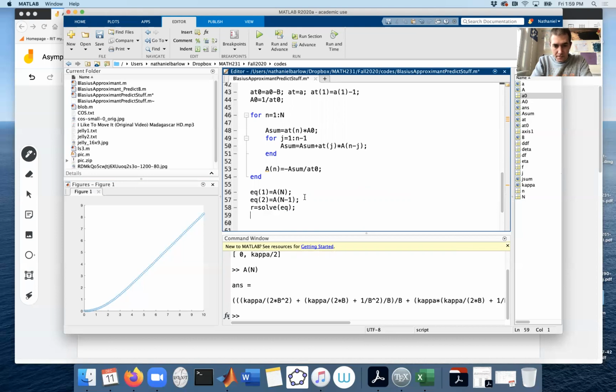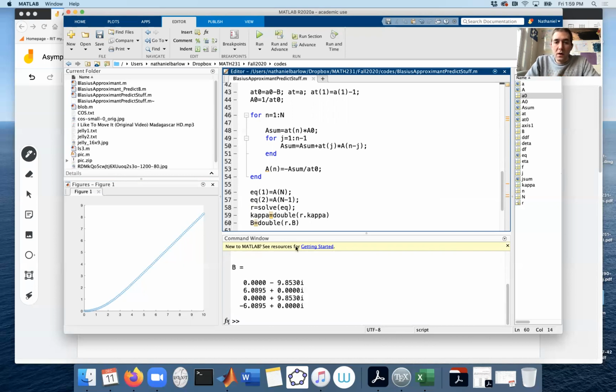And we'll say kappa is equal to double of R dot kappa, because it's a structure, so you have to use the dot thing there, and then we'll change it to a double value, and then I think we can do that. Hopefully we can. We'll find out. And b equals double R dot b. Let's see if this works.